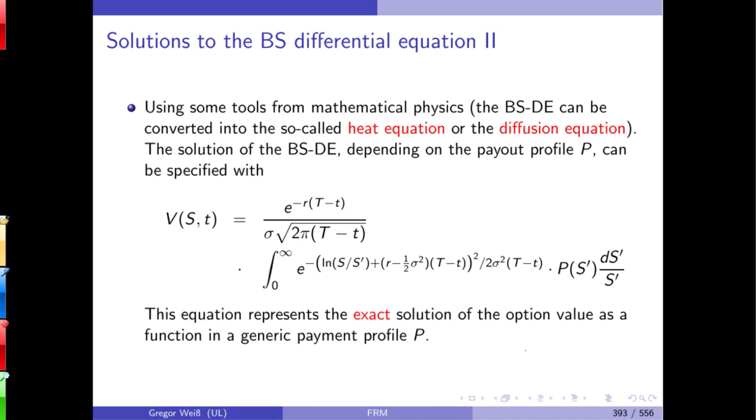So we don't need to solve this. Mathematicians have done this for us and this is the solution. Exponential function divided by diffusion times square root of 2 pi times the remaining maturity times an integral. Integral from 0 to infinity of yada, yada, yada, yada, p. And the integral is done with respect to ds.